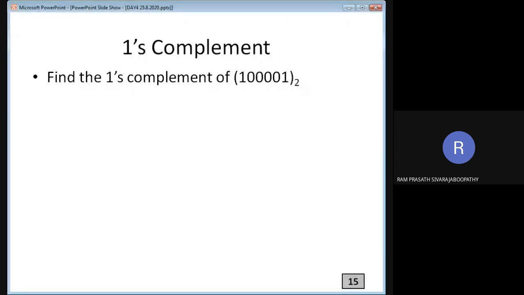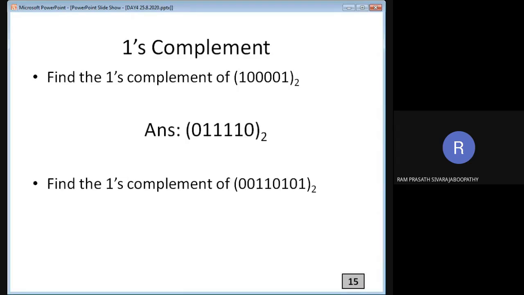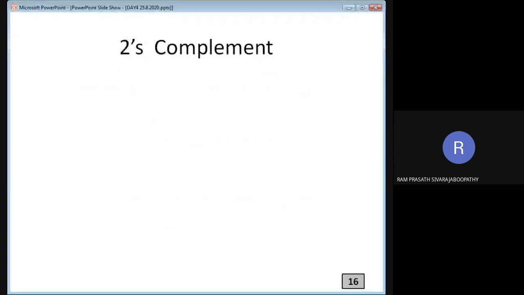Okay, very good. 01111, very good. Also find the ones complement of this number, and type it in the chat. 00110101. What is the answer for this? Yes, very good. 11001010. Very good.